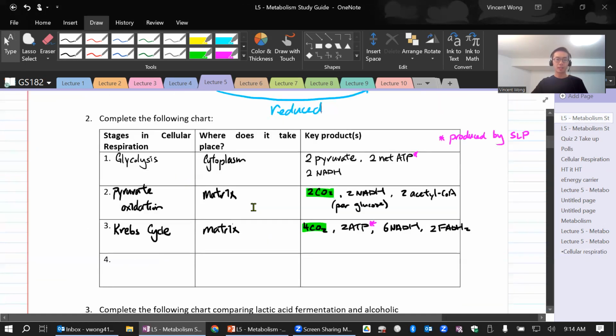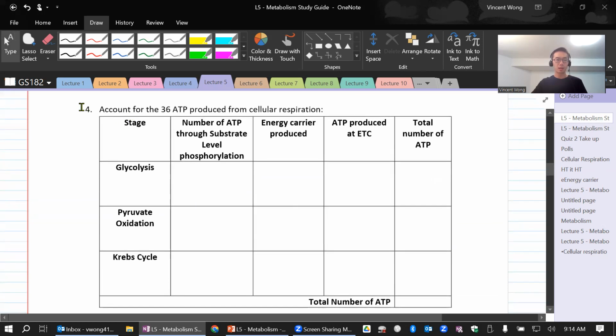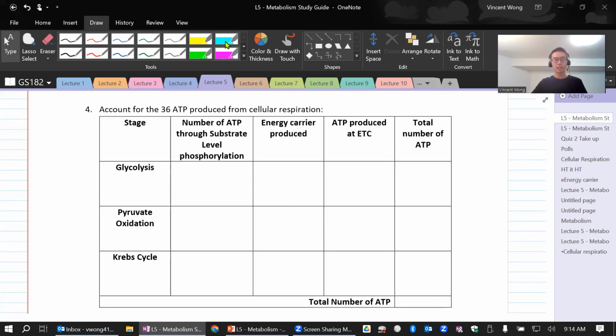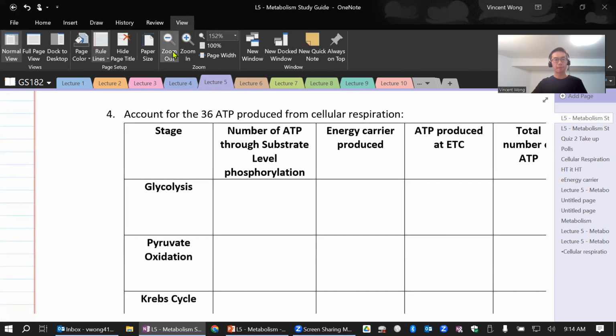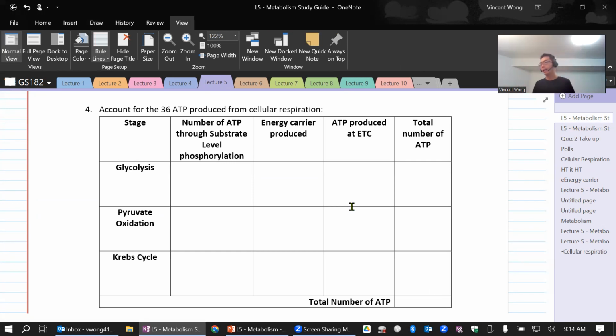Now I want to go back to this table. This is question 4 in the study guide. Yeah, so I'm going to give you a moment to pull that up, and I'm going to fill this table in for you to show you where the 36 ATP comes from. Okay, so hopefully after this, it will make more sense.